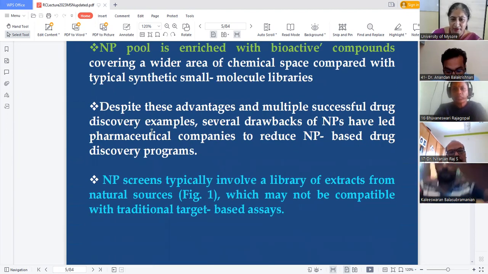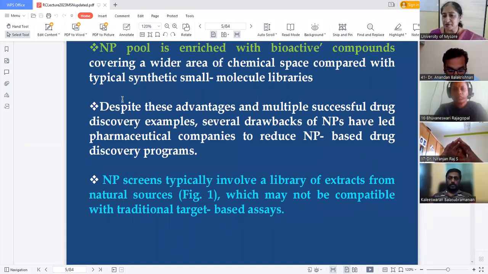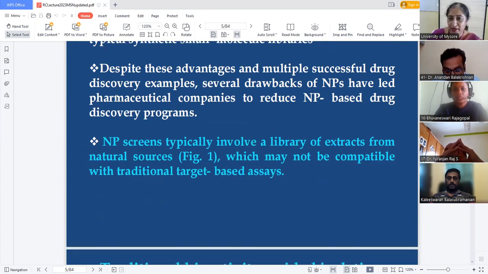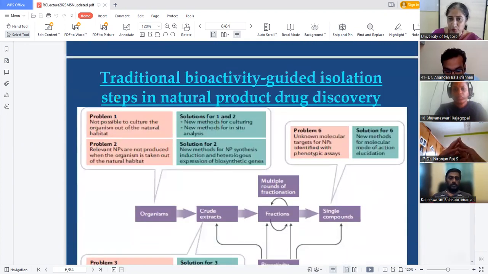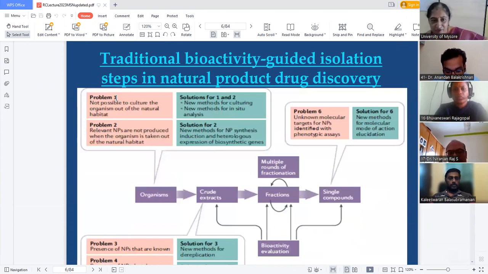And we all have this information about how a natural product library or research works. Okay, we have typical extracts that are taken from either plant sources or microbial sources, and then you have to proceed further. So I have put forth a traditional bioactivity-guided isolation step in natural product discovery. So the process starts with obtaining crude extracts, that is from either plant sources or microbial organisms. So organisms, when you talk, it may be fungi, bacteria, actinobacteria, actinomycetes.